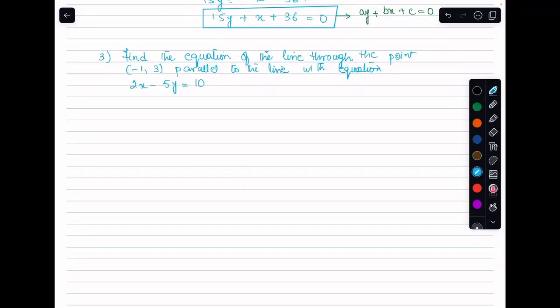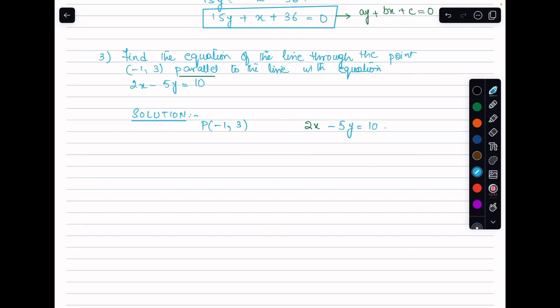Find the equation of the line through the point -1 and 3. So for the solution, let's start taking in the data. We have the point which is -1 and 3, and this is parallel to the line with the equation which is 2x minus 5y equals 10. So 2x minus 5y is equals to 10.